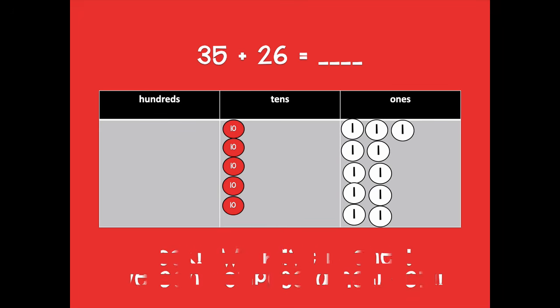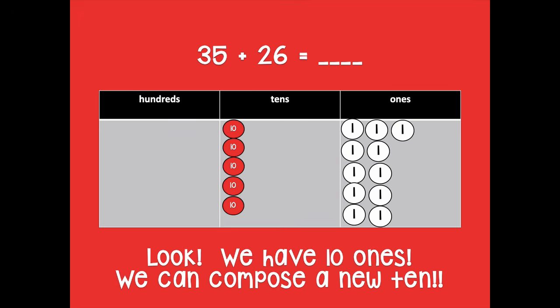Okay. So look, friends, we have 10 ones. We can compose a new 10. So I want you guys to do that on your place value chart. So pause the video, compose a new 10 with those 10 ones to see what it's going to look like. And then I'll model for you on my chart too. So pause and then click play when you're ready for the next step.